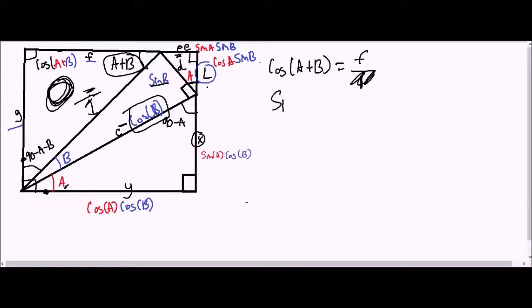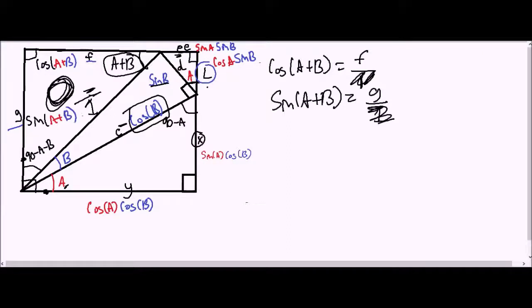G will be sine of A plus B being equal to G over, again, the hypotenuse, which is 1. Dividing by 1 doesn't matter. So G is equal to sine of A plus B.